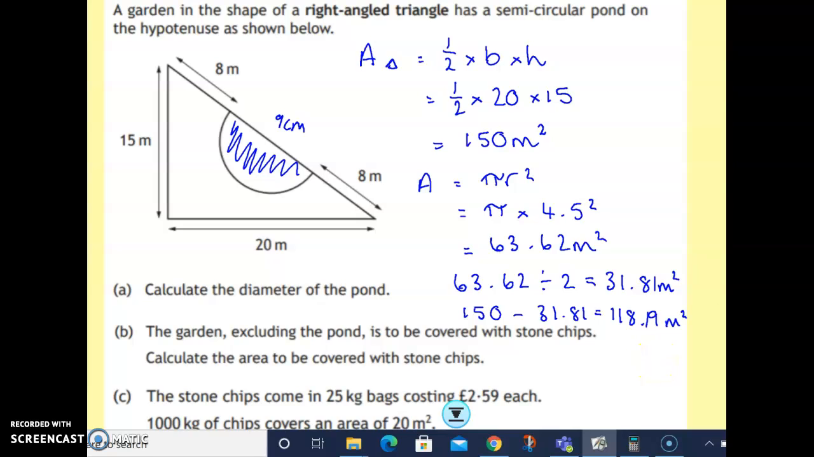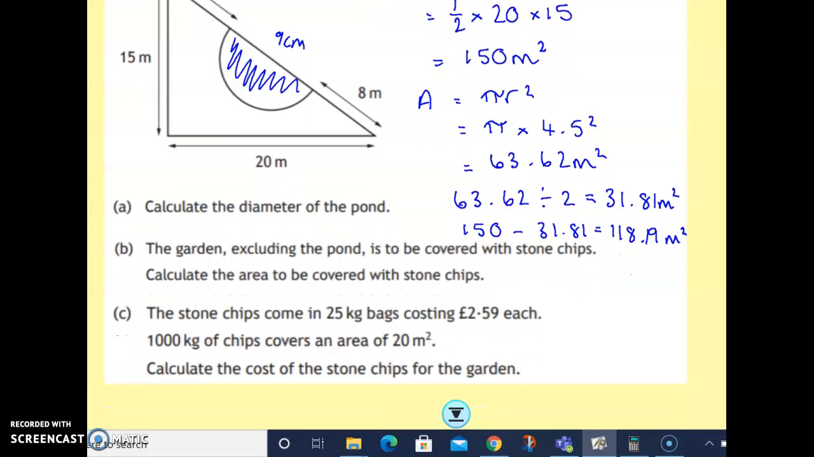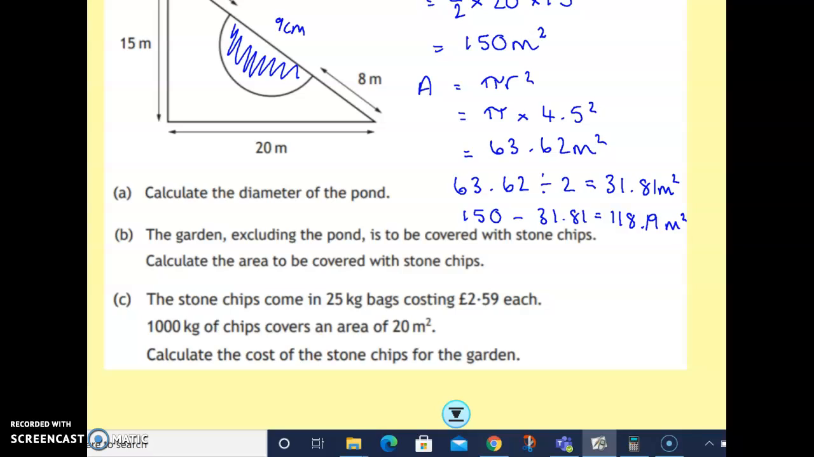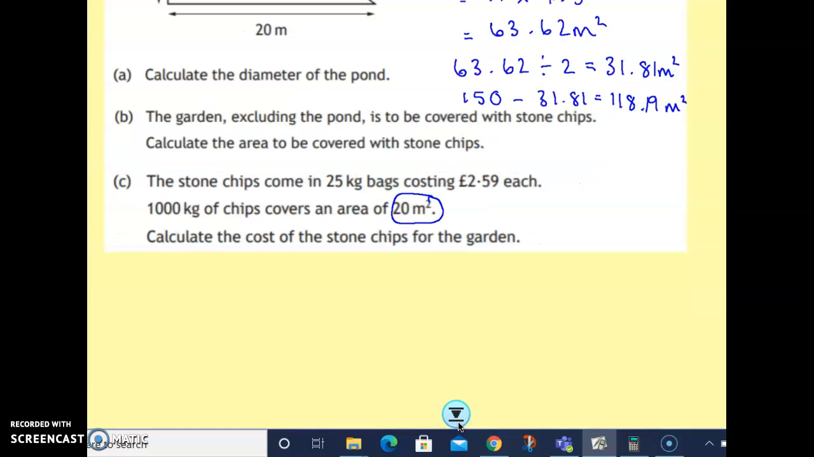Okay, let's have a look at part C. Stone chips come in 25 kilogram bags, each costing £2.59. 1,000 kilograms of chips covers an area of 20 square metres. Calculate the cost of the stone chips for the garden. So we need to work out how many we need. Each 1,000 kilograms of chips covers 20 square metres. Altogether, I want to cover 118.19 square metres. So I need to take my 118.19 and divide it by 20.